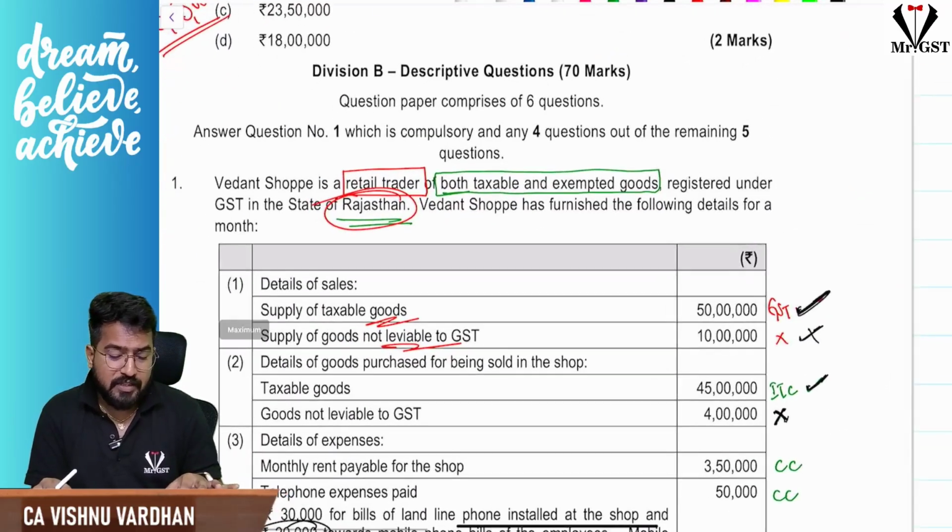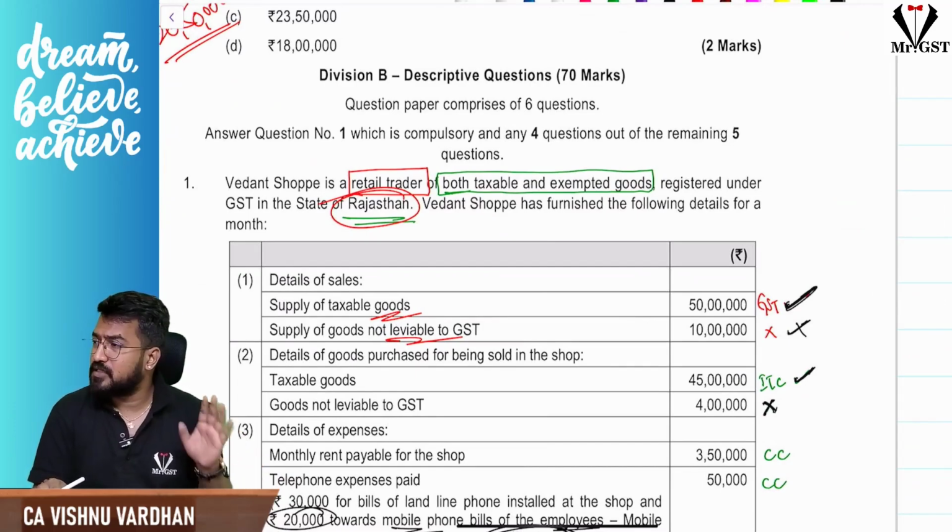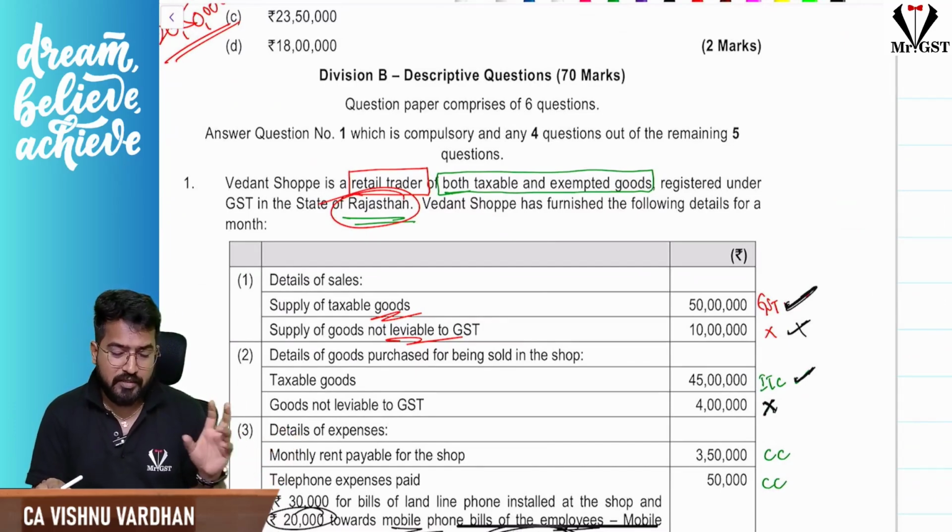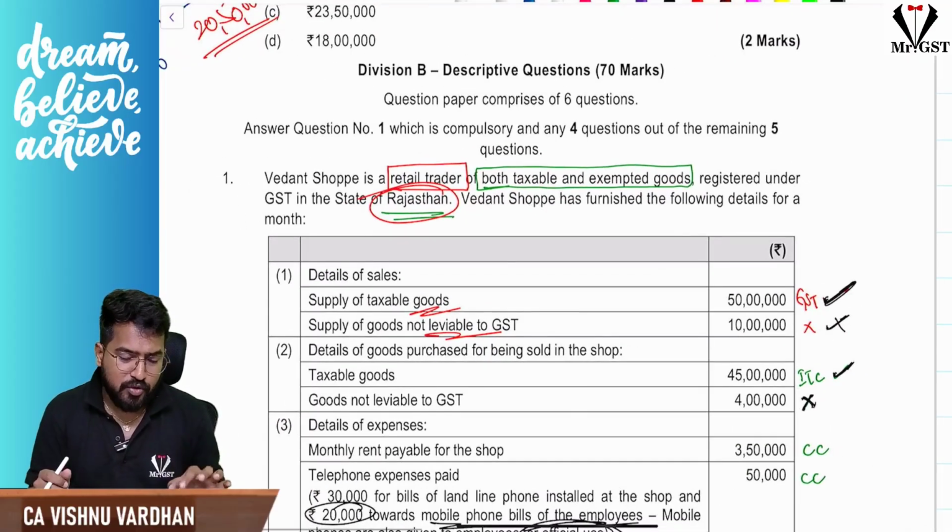That means we are done with the 30 marks discussion. 30 marks discussion hardly in 10 minutes. Okay, not even 10 minutes. Right. Now let us move on to the balance descriptive questions.